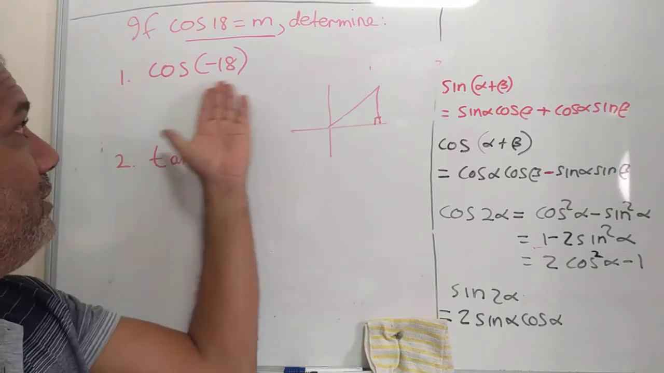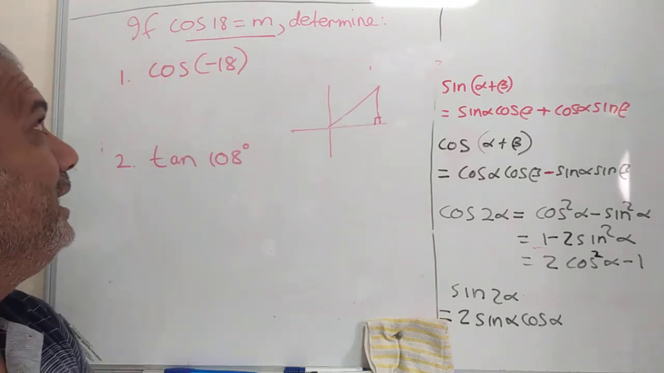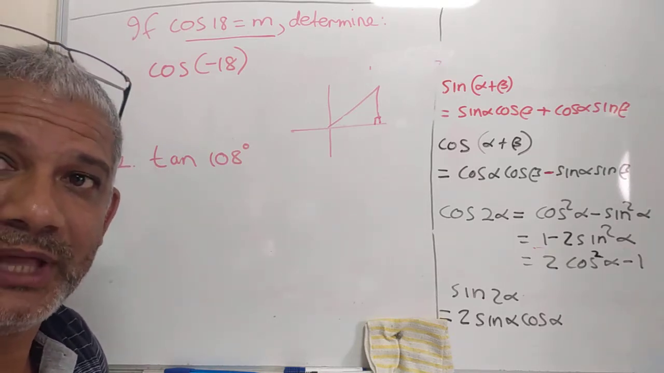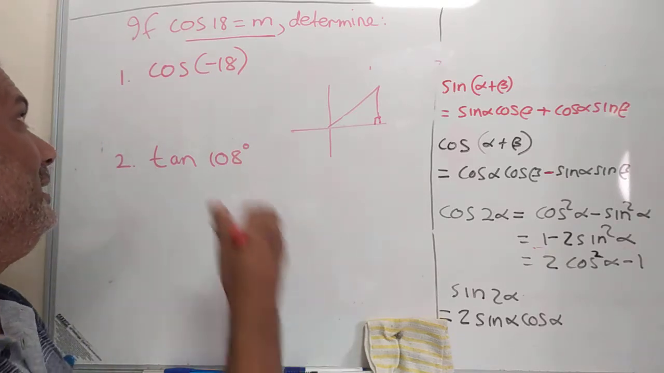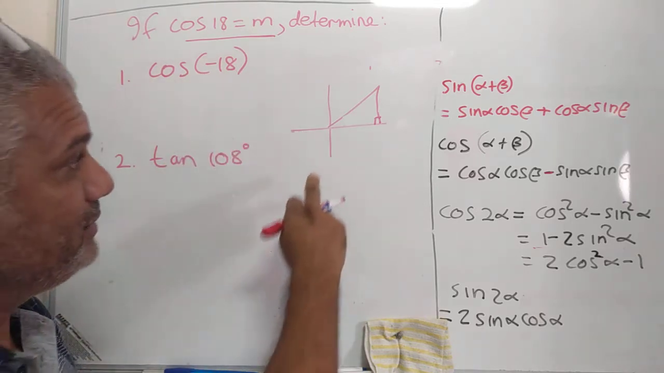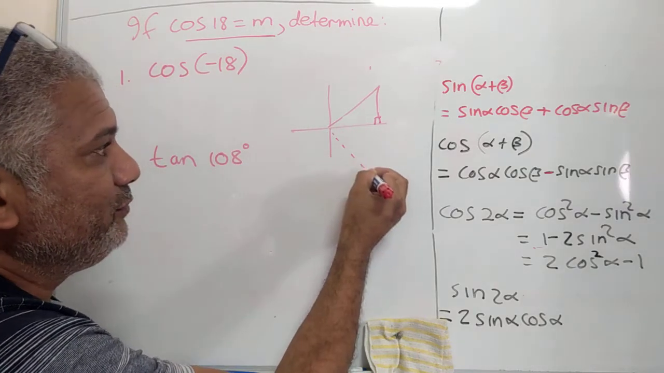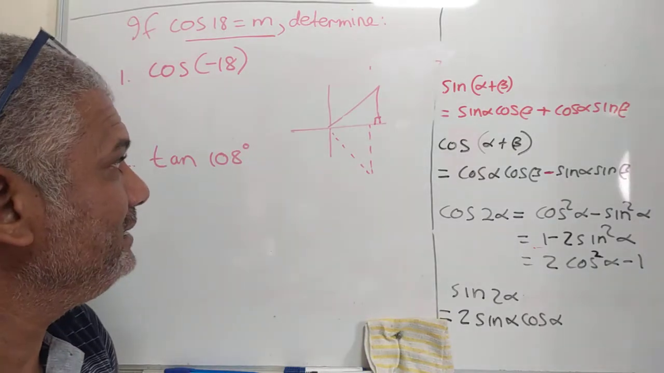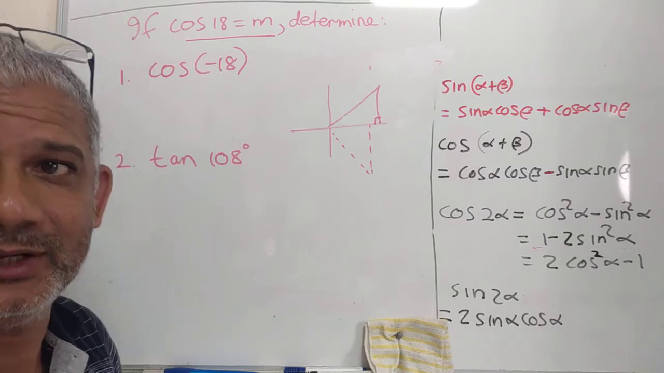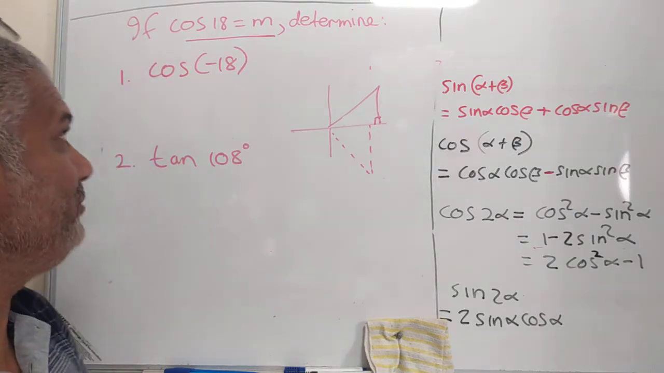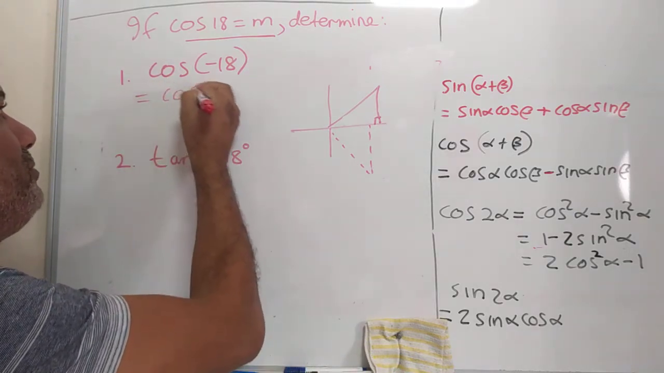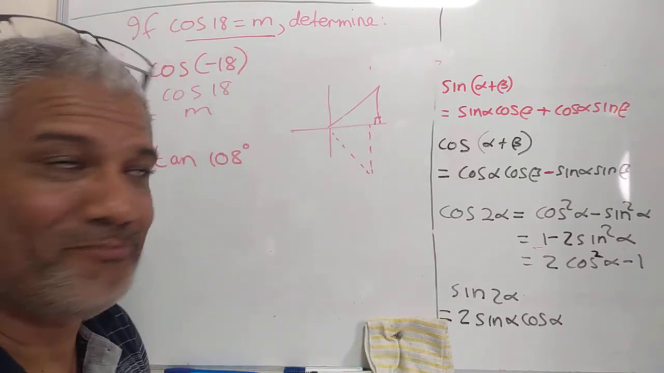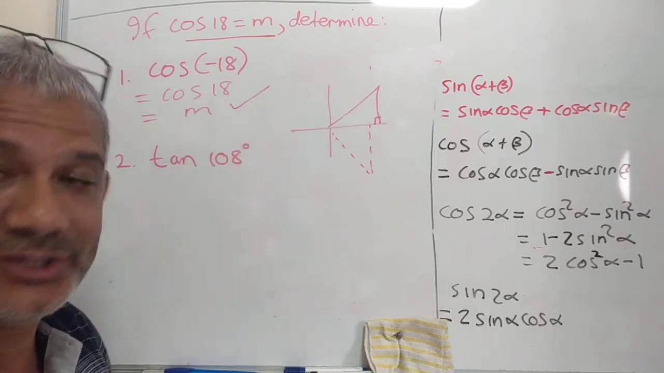All right, so here we have cos -18. The question is if cos 18 is m, determine the following. And of course it says in the paper without a calculator. And -18, when it comes to cos, will fall into this quadrant over here. All right, and of course -18 goes down into the positive quadrant of cos. All right, which means that cos remains positive, and of course we know that cos 18 is m. So that's a very simple 1 mark question.